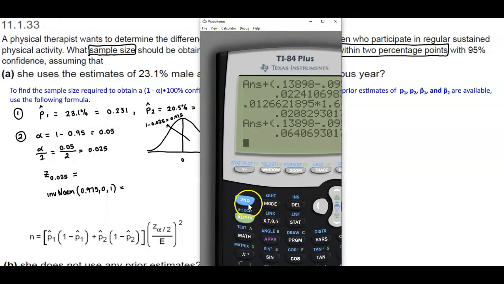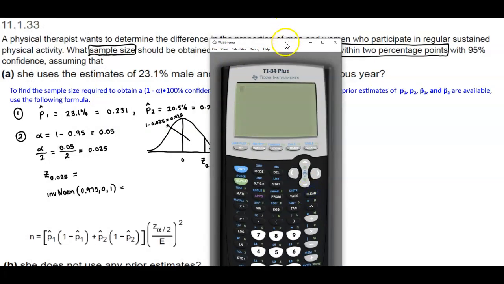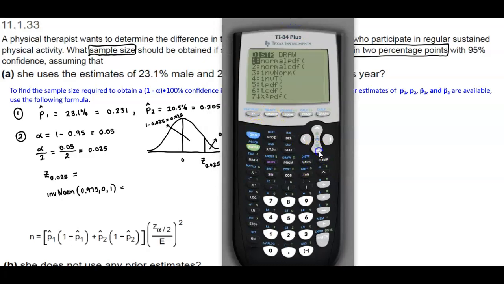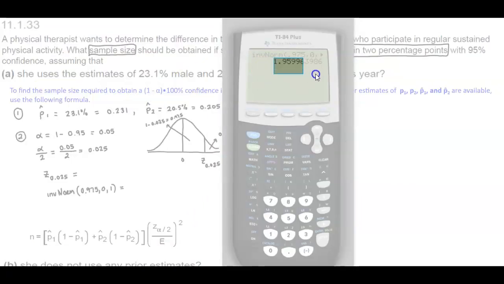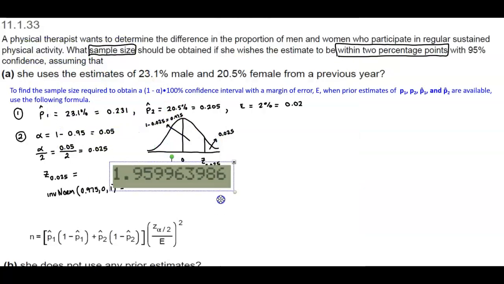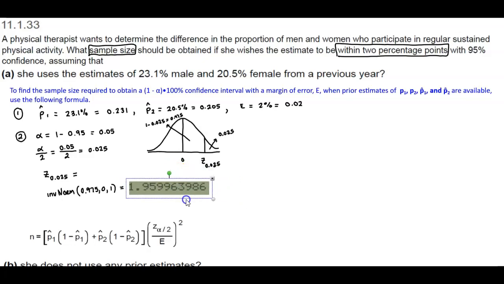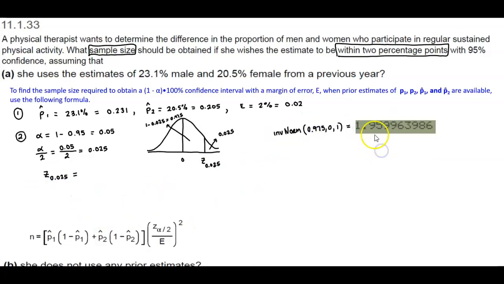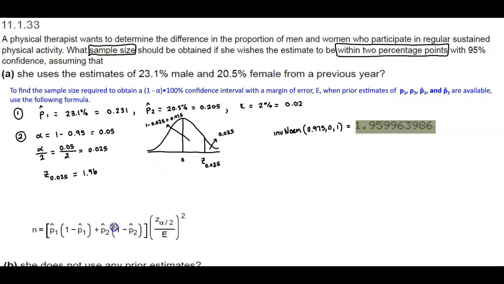Let's pull up the calculator. We're going to go to second distribution, scroll down to Inv Norm, and enter 0.975, mean 0, standard deviation 1. Then we paste, and we get this value, which gives us the critical value. Now let's round it to 2 decimal places, so this is rounded to 1.96.